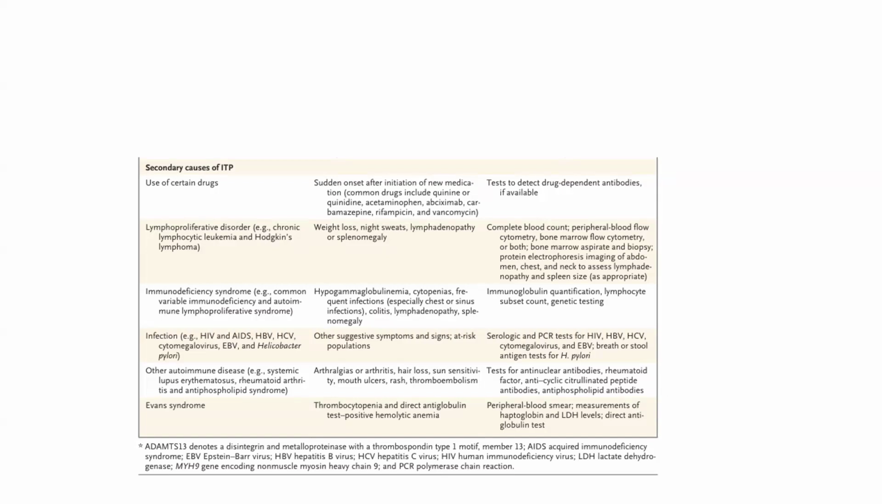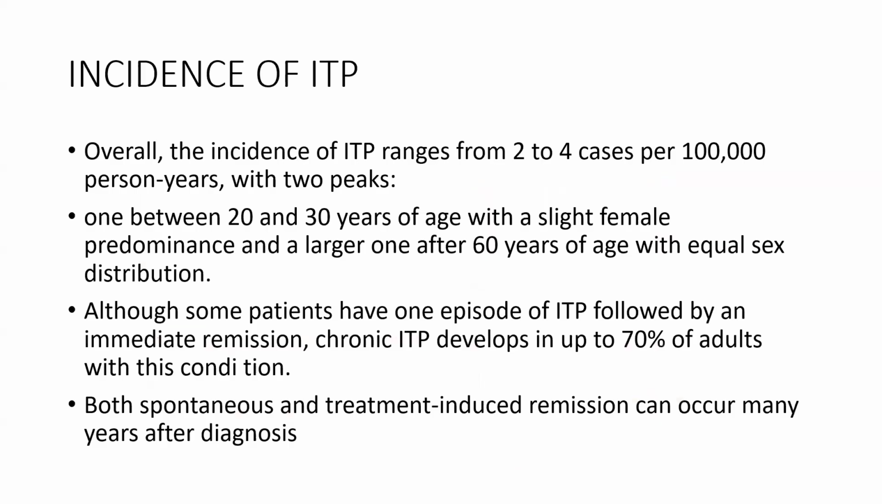The clinical features will be arthralgia, arthritis, hair loss, sun sensitivity, mouth ulcer, rash, and thromboembolism. The lab features which will help in diagnosis are tests for antinuclear antibody, rheumatoid factor, anti-cyclic citrullinated peptide antibody, and antiphospholipid antibody. Then the next differential diagnosis is Evans syndrome, that is thrombocytopenia and direct antiglobulin test positive hemolytic anemia. The lab features which will help in the diagnosis are peripheral blood smear, measurement of haptoglobin and LDH level, and direct antiglobulin test.